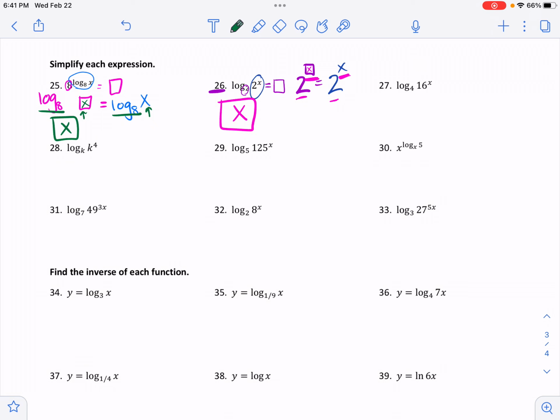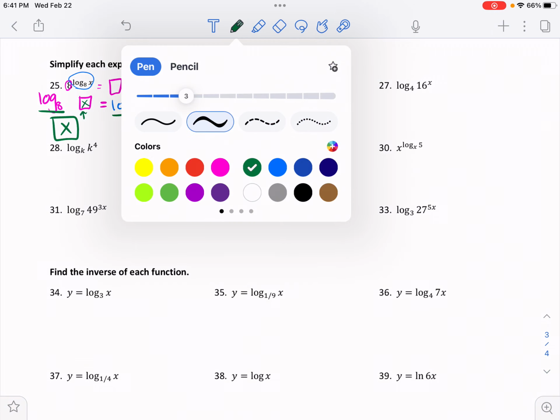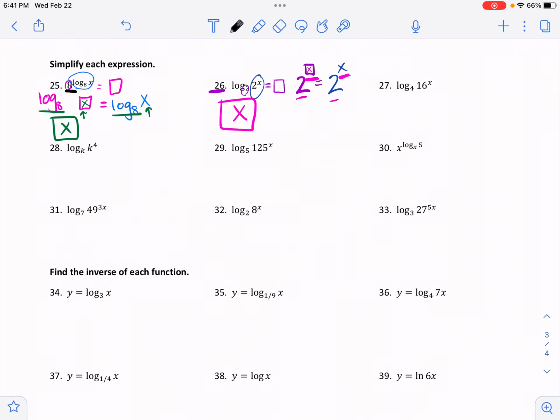Now, the pattern that I'm hoping you'll notice here is this. Notice how if my base and my exponent match, 8 and log base 8, they're going to cancel each other out and leave me with just the x. Same story here on 26. We had our log base 2 and our 2 that canceled each other out and left us with x. So if your bases match, then your log and your exponent will just cancel each other out.